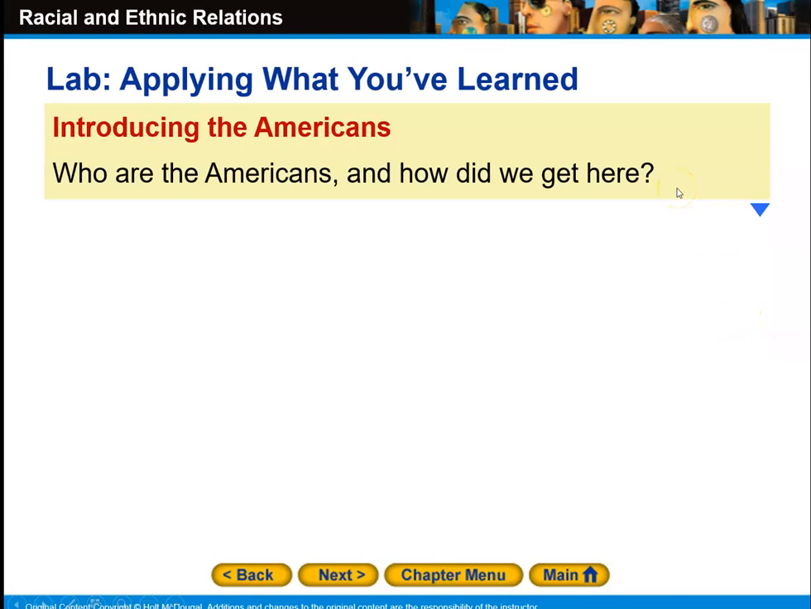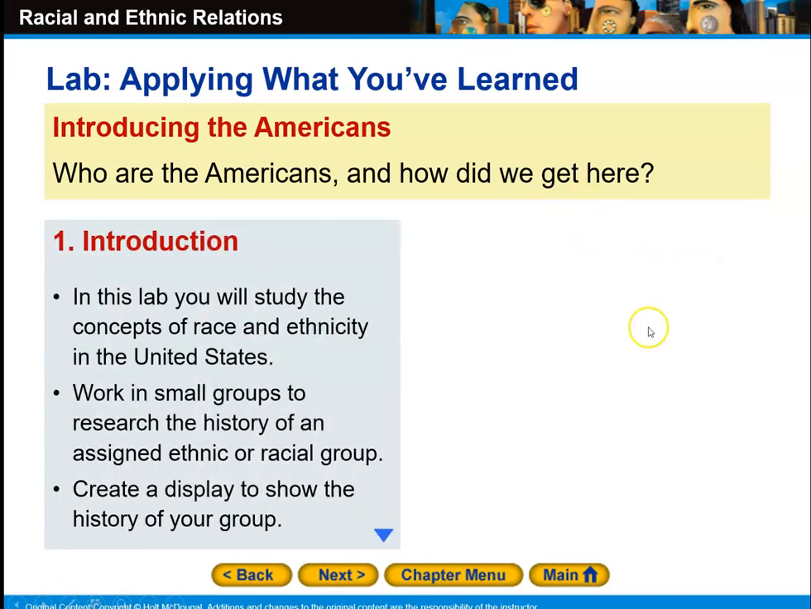All right, so now what we're going to do is a lab. In this, I want you to decide who Americans are. So who are the Americans and how did we get here? In this lab, you'll study the concepts of race and ethnicity in the United States. Work in small groups to research the history of the assigned ethnic and racial group. Create a display to show the history of your group.